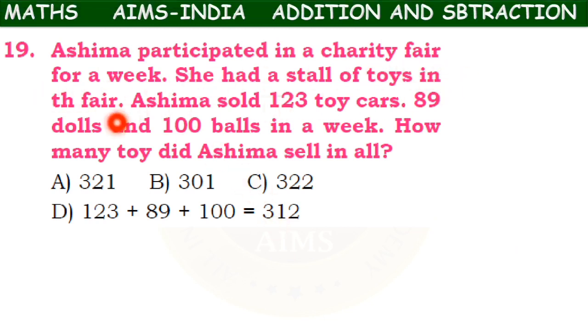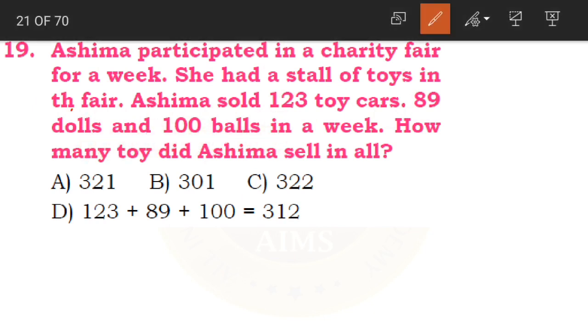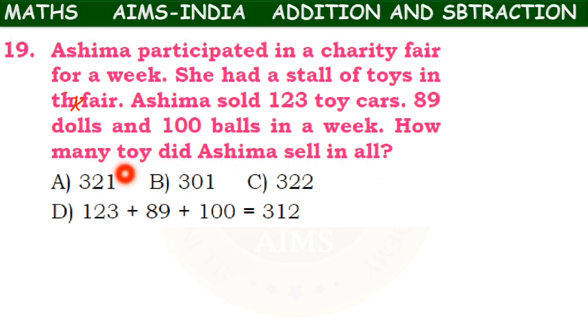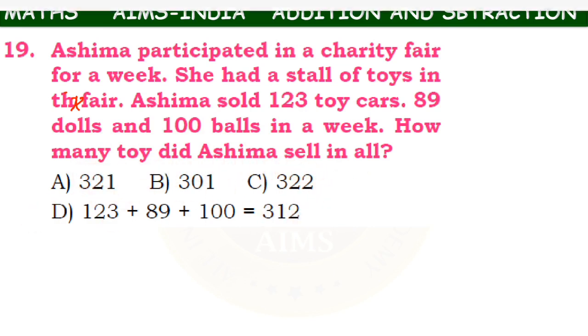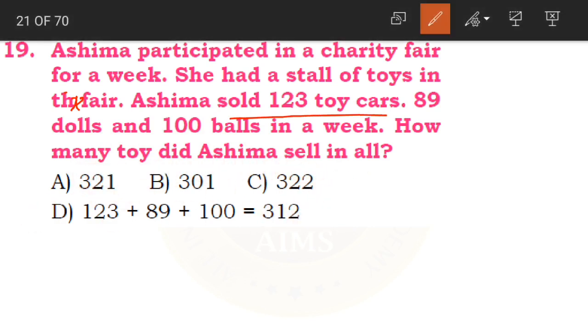Coming to question number 19. Ashima participated in a charity fair for a week. She had a stall of toys in the fair. Ashima sold 123 toy cars, 89 dolls and 100 balls. How many toys did Ashima sell in all? Yes, in all means the total of everything here. 123 plus 89 plus 100.